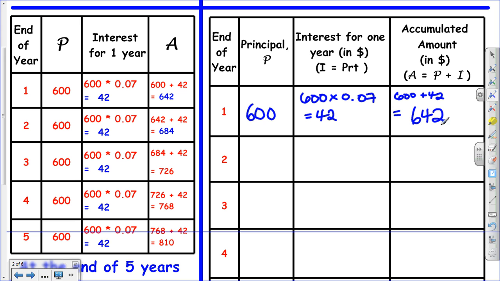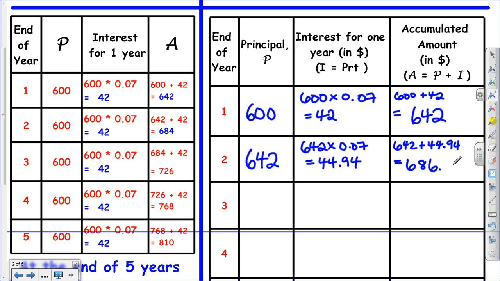This 642 now becomes your principal for year 2, because now you're going to earn interest on the $42 of interest that you earned the previous year. So now to calculate interest, it's the 642 times the 7% rate for a total of $44.94. My new amount is going to be 642 plus the new interest for a total of 686.94. So you can already see it's a little bit more than the 684 at the end of year 2 for simple interest.